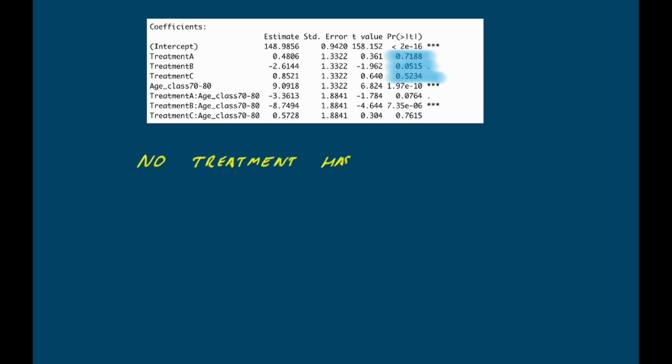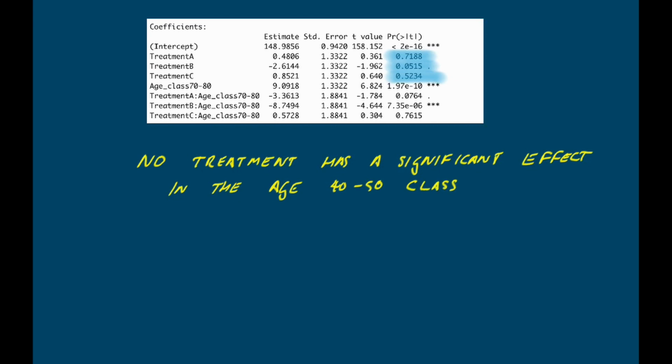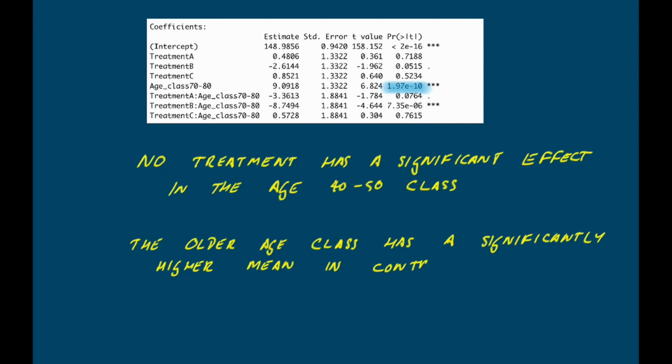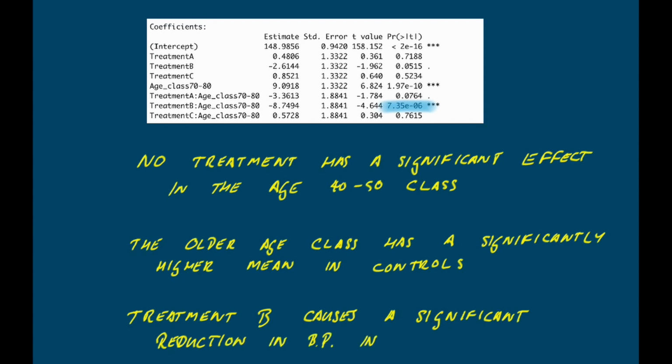We then find that age class has a significant effect when we're looking at our controls. So unsurprisingly, older people have higher blood pressure than younger people, and we can see that in our controls here. But then we have the p-values for our interactions, and you can see that one of those is highly significant. So treatment B causes a significant reduction in systolic blood pressure, but it only does it in the older age class. And that's how these interaction terms work. The interaction term means that the effect of one factor depends upon the levels of the other factor.